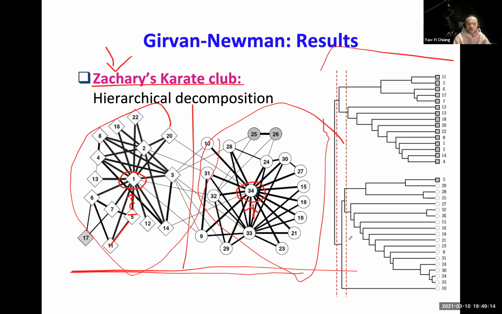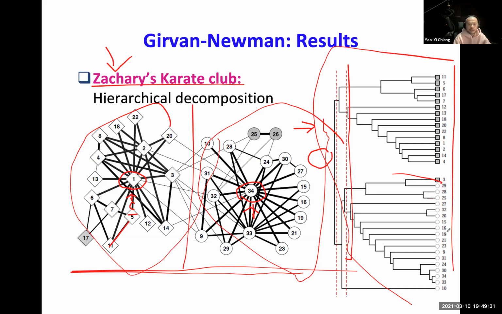And you can see the dendrogram here, right? At the beginning, everyone belongs to the same cluster, so you have only one cluster. At the end, each node is a cluster. And if you cut somewhere, you will be able to form this hierarchical clustering setting.